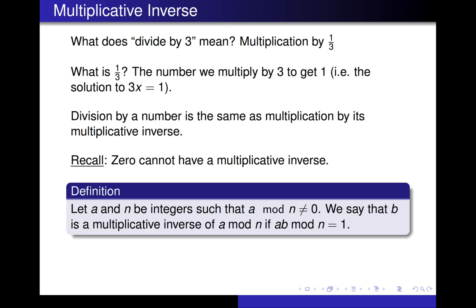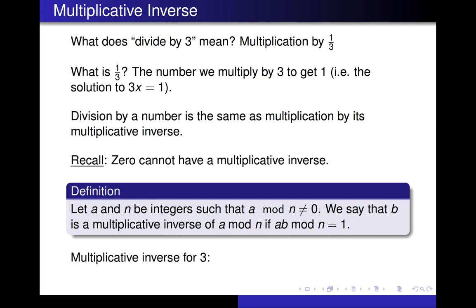We say that some number b is a multiplicative inverse of a mod n if a times b mod n is equal to 1. So in other words, when we multiply a times b, we get 1. Well, maybe we don't get exactly 1, but we get 1 when we mod out by n, which is really what we're looking for in that decimation cipher.